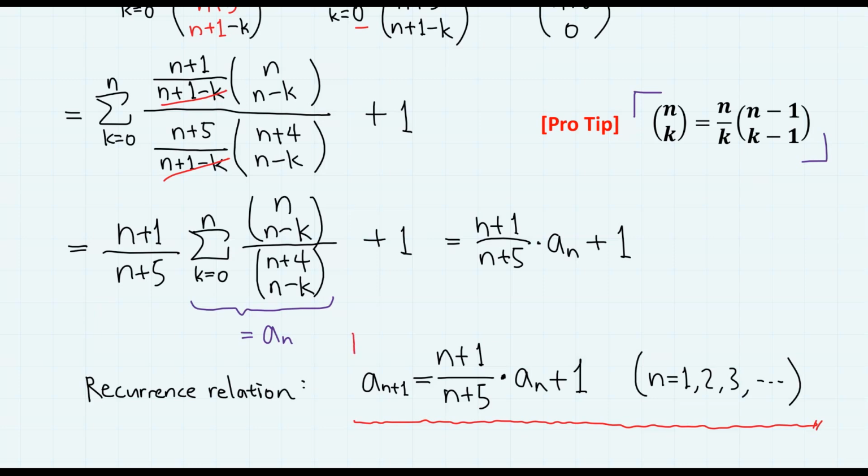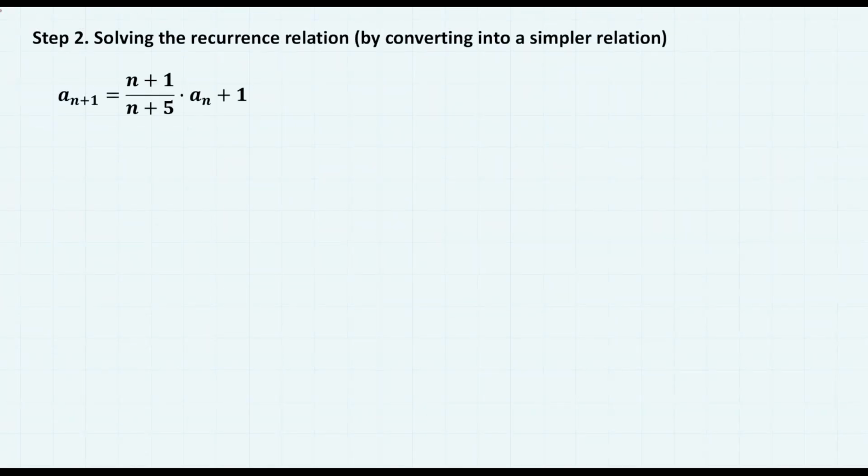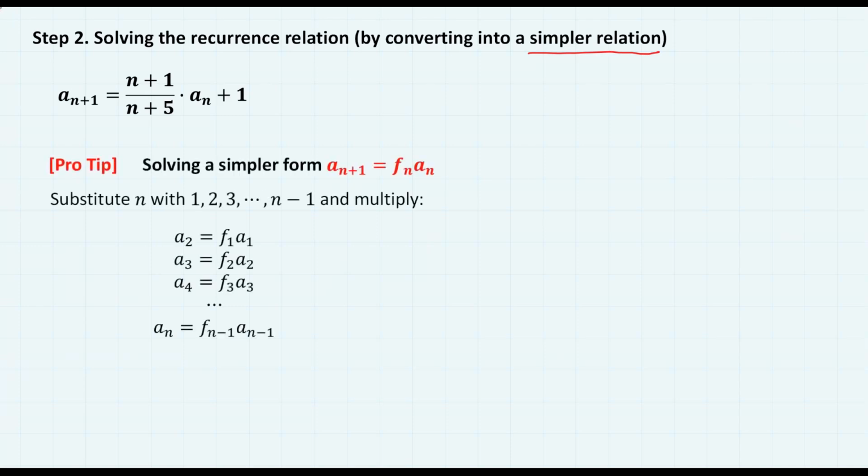But the problem is, this is a rather unconventional recurrence relation, not appearing that often in textbooks or other basic level materials. So can we solve it? Yes, we can, with a little help from what you might have learned in basic courses. That is, we must somehow make use of the simpler recurrence relation to solve this more complicated one. The simpler version that I'm going to use is the recurrence relation of the form a_(n+1) is equal to some function of n, f_n, times a_n.